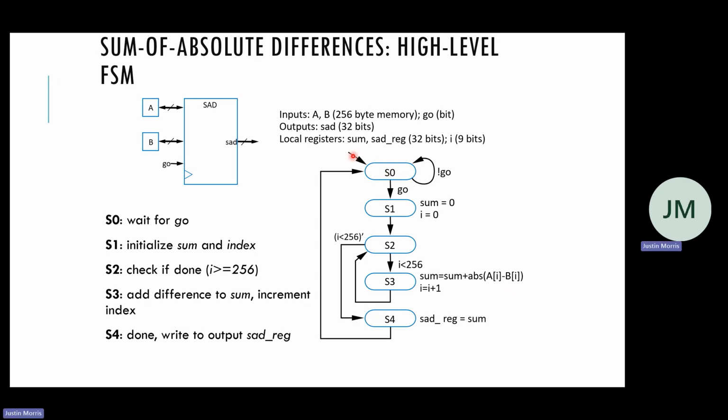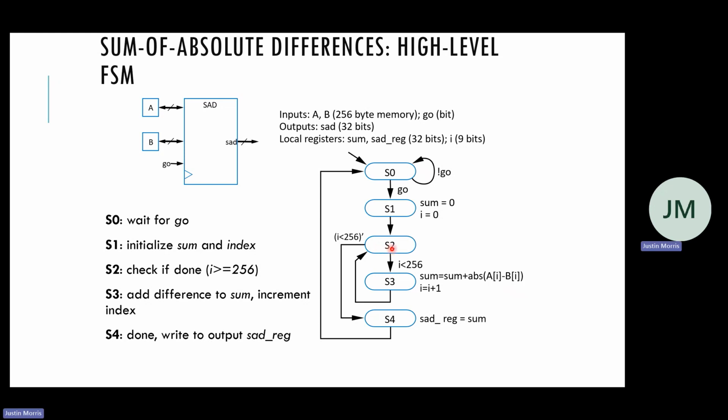So first state, our reset state is we go to S0, right? And we're going to wait for the go signal. So if we never get it, we just stay here. But when we see the go signal, we're going to go to S1, reset sum, reset I, and then immediately transition to S2.